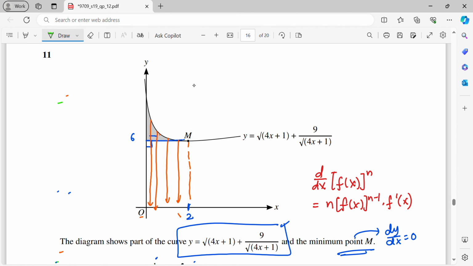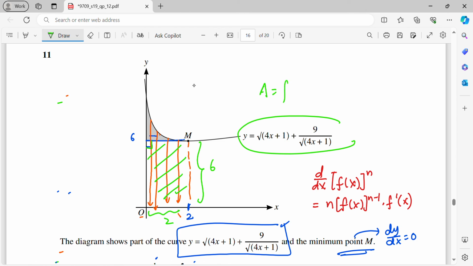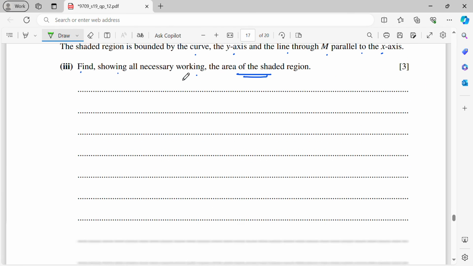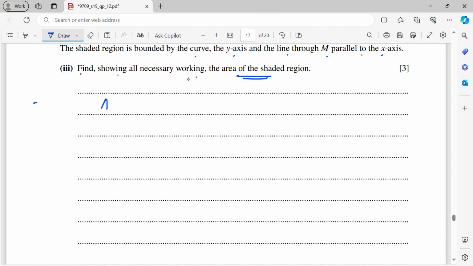Then I have to minus this rectangle, because it's mentioned here 90 degrees. So I know that the height is 6, and here the width is 2. So my area is integrate y dx. We have done the integration just now, so I just need to add on the limits from 0 to 2. Then I minus the rectangle. Area of rectangle is 6 times 2. So I will just write down the formula first. My area is integrate from 0 to 2 of y dx, then minus 2 times 6.